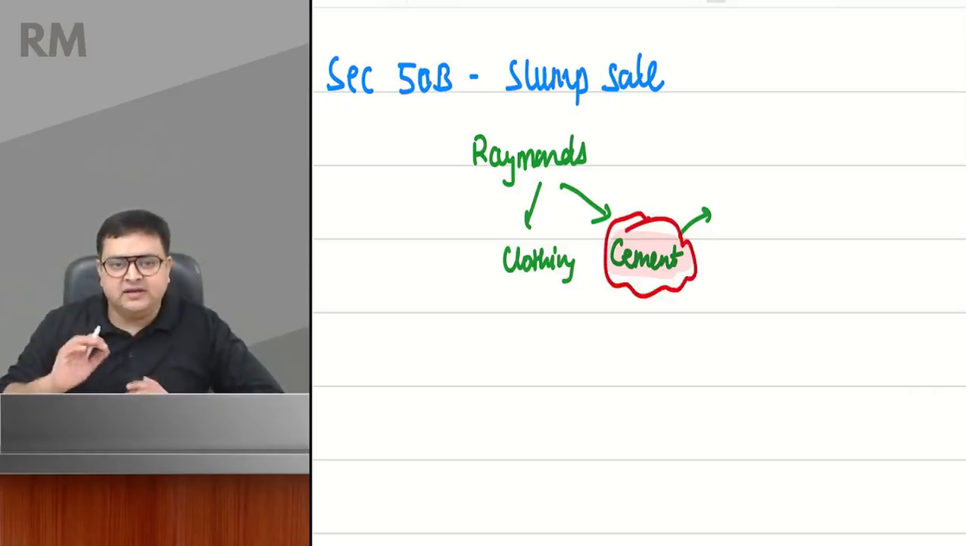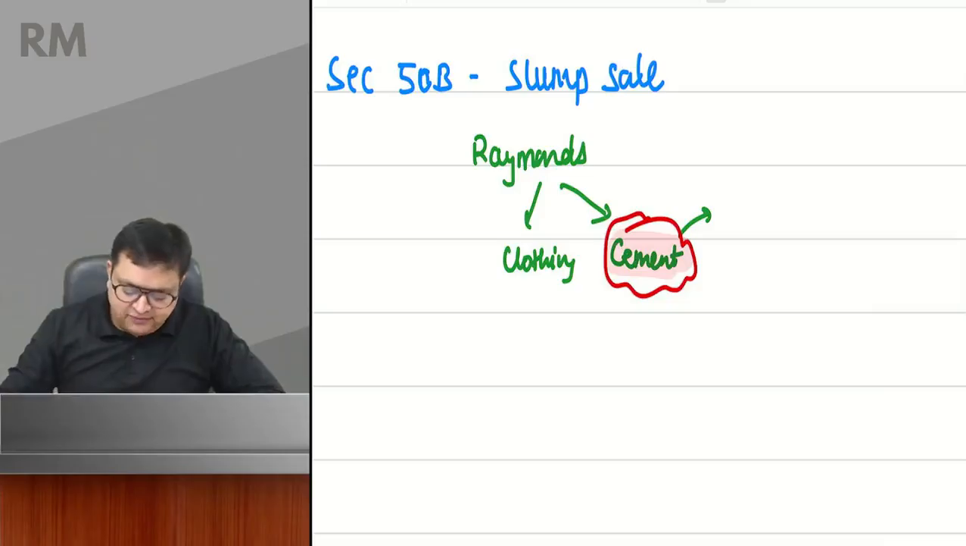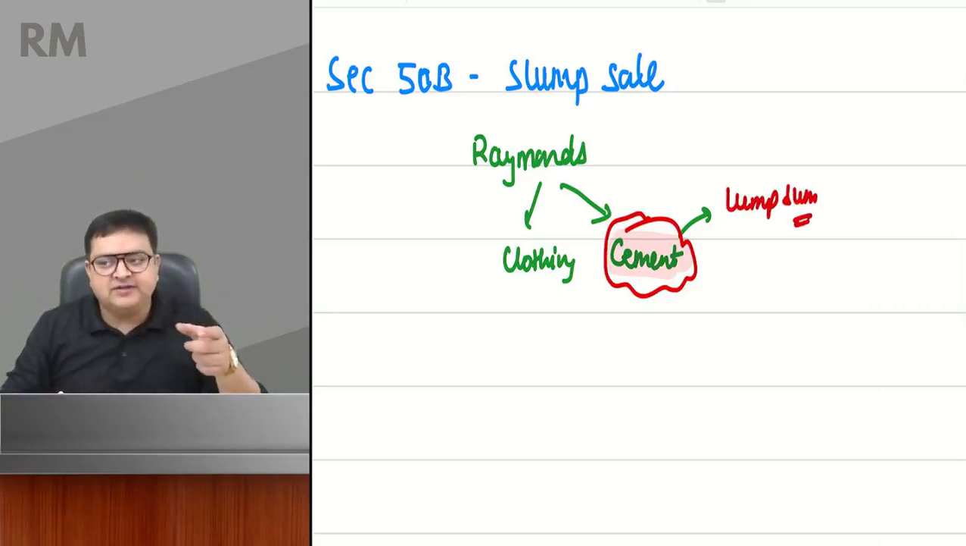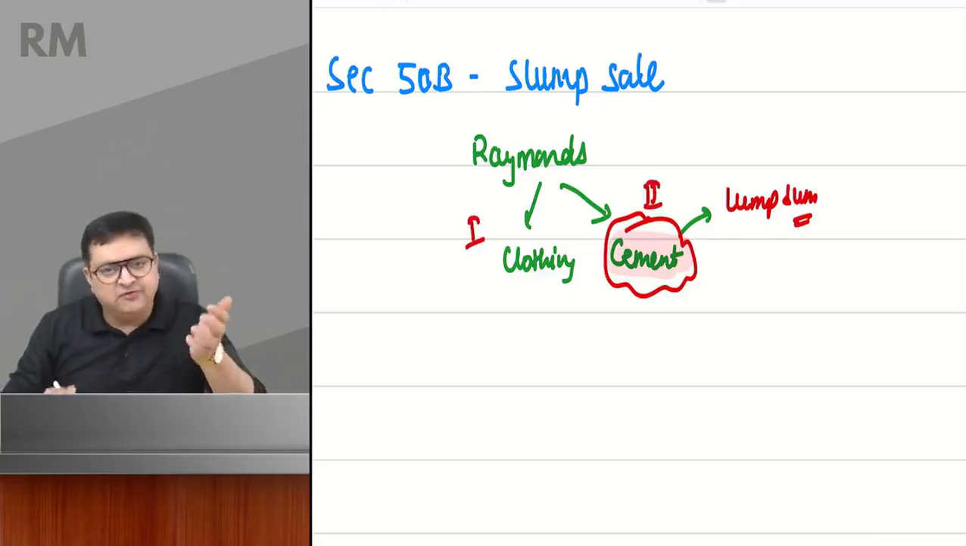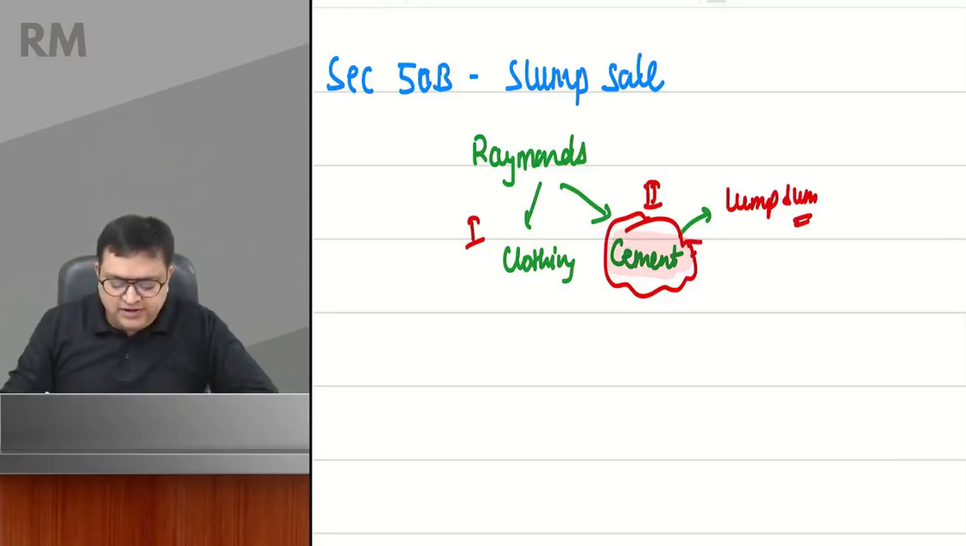And they sell this to a company for a lump sum consideration. Correct? So in your examination, you will get that the assessee has two units, unit 1 and unit 2, and he is selling one of the units, or the entire undertaking. So you have to determine what the capital gain should be in this case.